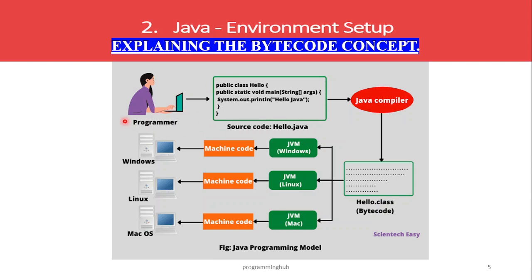So those are the key steps. Remember, you as a programmer write your program in your favorite IDE. It can be NetBeans, Eclipse, the one from JetBrains, or any text editor like Sublime Text or Notepad++. Once you write that, you pass your text file, which is your source code, to the Java compiler, or the JC.